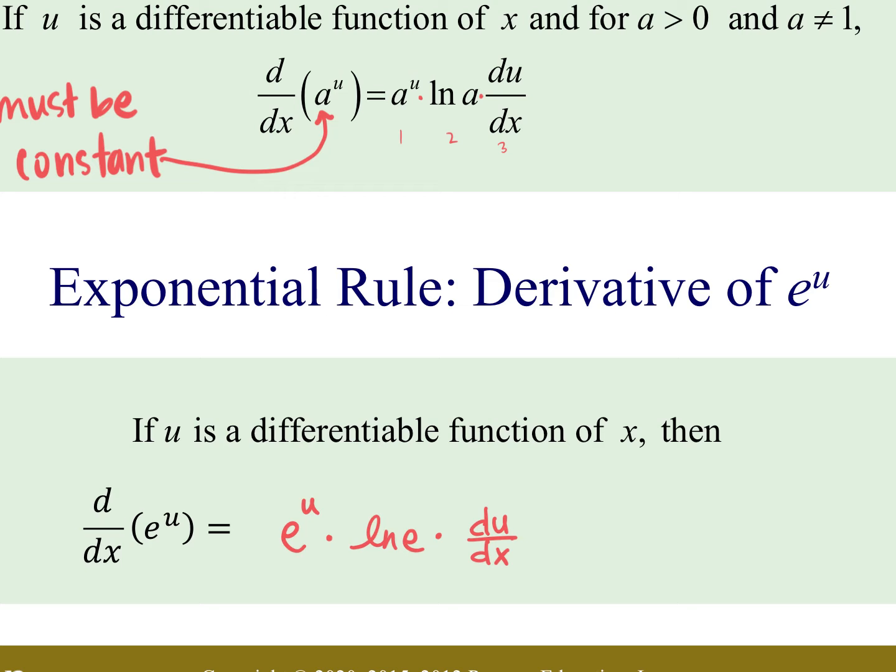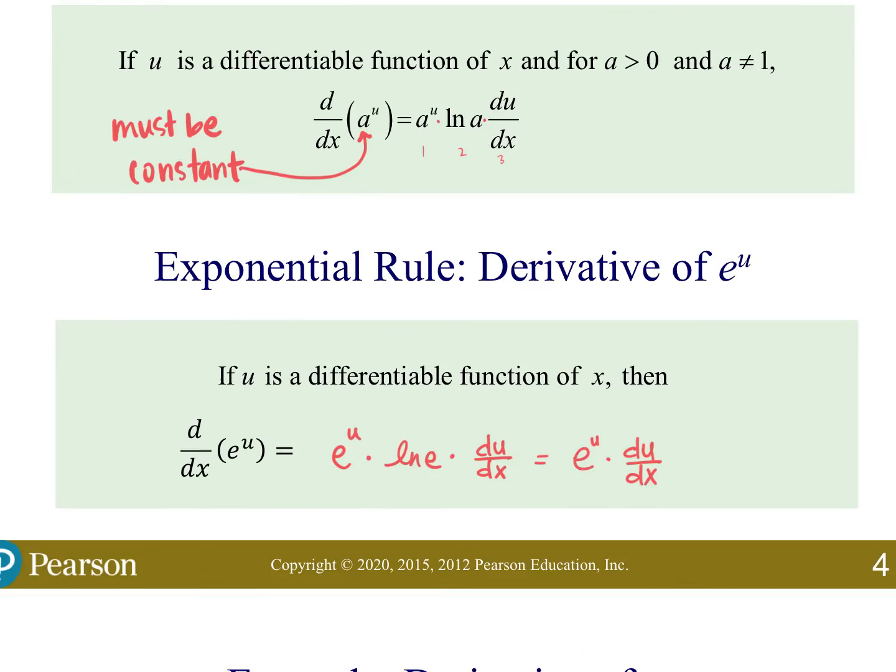Now if it's dx, it'll be 1. If it's du dx and u is something you know how to take the derivative of already, then you will take the derivative of it. I'll show you an example. But what is the natural log of e always going to simplify to? 1. So this would simplify to e to the u times du dx. So it's going to look like there's no logarithm, but we know that there really was a logarithm there. It just happened to simplify to 1.